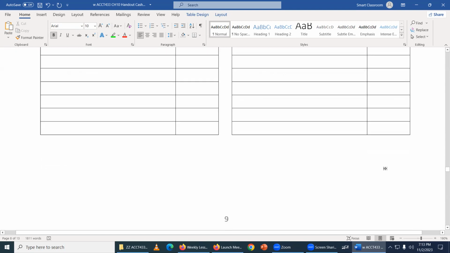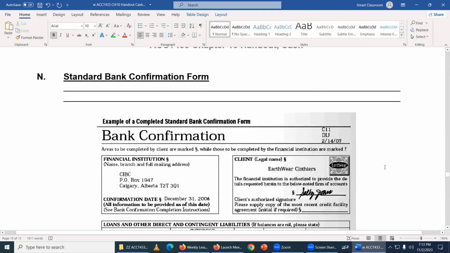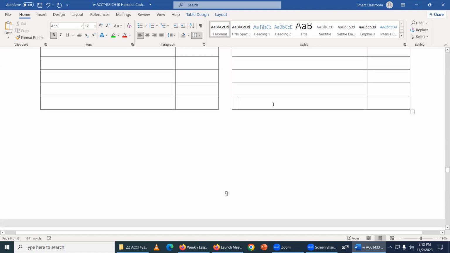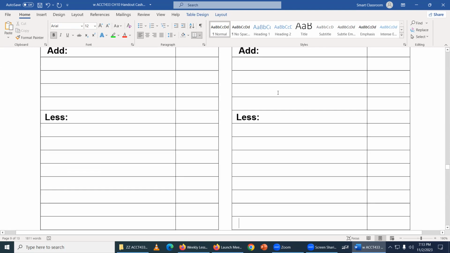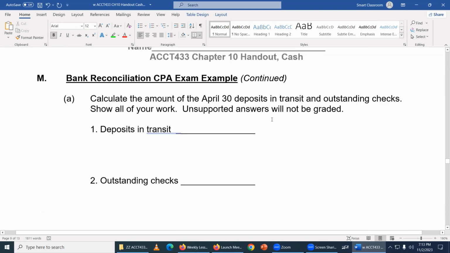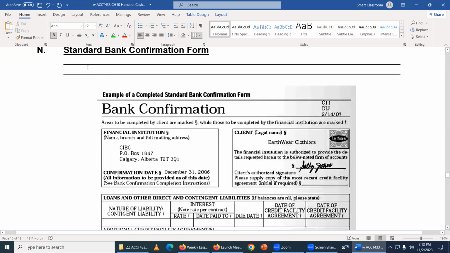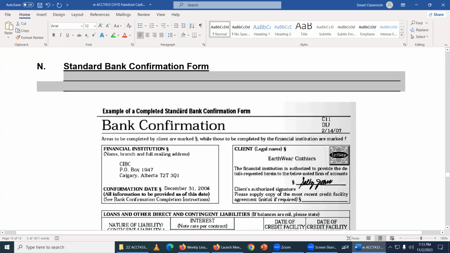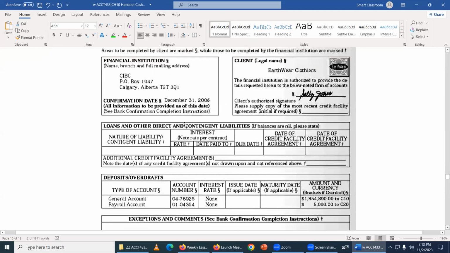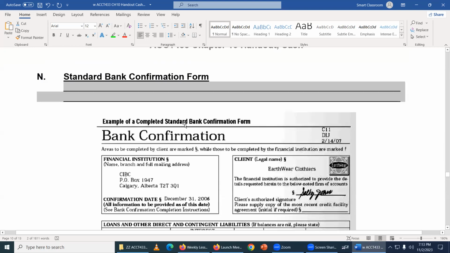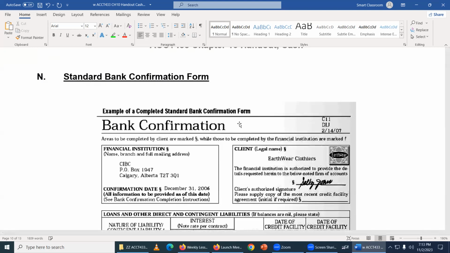Okay, I'm going to jump ahead though to the bank confirmation, and when you come back, I'll stick around and we'll fill this one in later on. But I just wanted to go over a few more things. The bank standard confirmation form. This is not a bank statement. Now, it will have the ending balance.